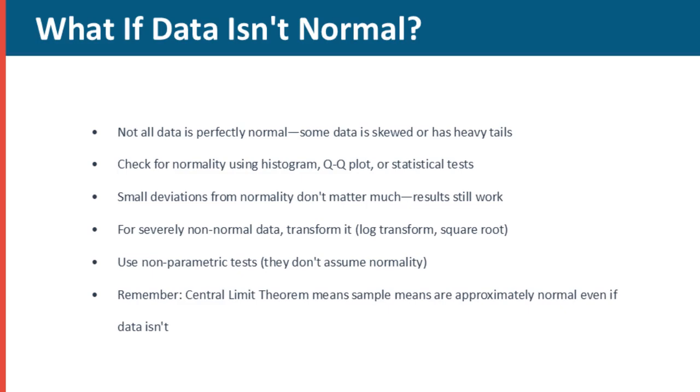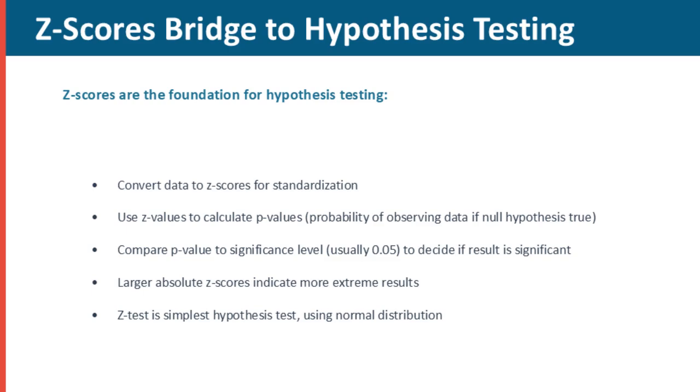So here is my practical advice. Check for gross violations of normality. If your data looks reasonably symmetric, proceed. If it's extremely skewed or has outliers that concern you, transform your data or use non-parametric methods. Now let me show you how z-scores connect to hypothesis testing, which is where real statistical power comes from.